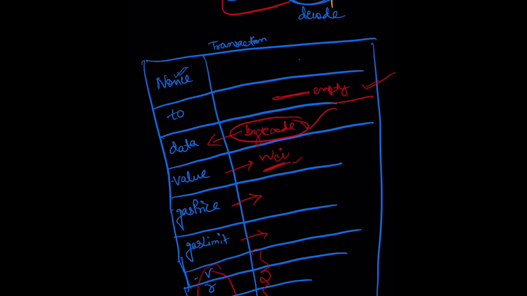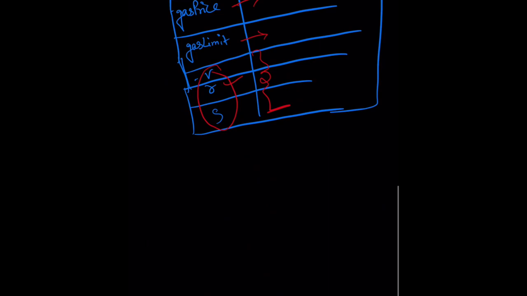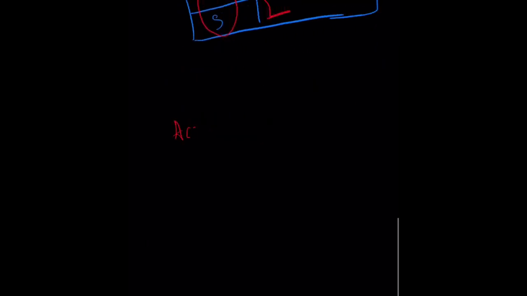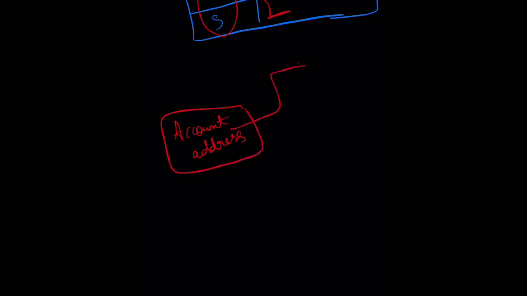So here you don't have any field for from address because that can actually be derived from these values. Okay, so that was one important thing to note here. Now there is one more thing to note here, which is that you can have the same account address throughout multiple networks.